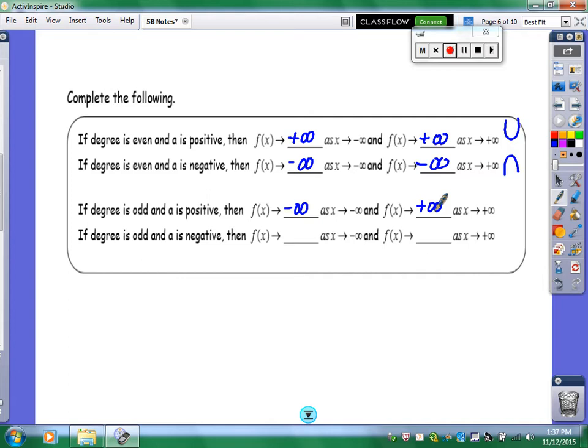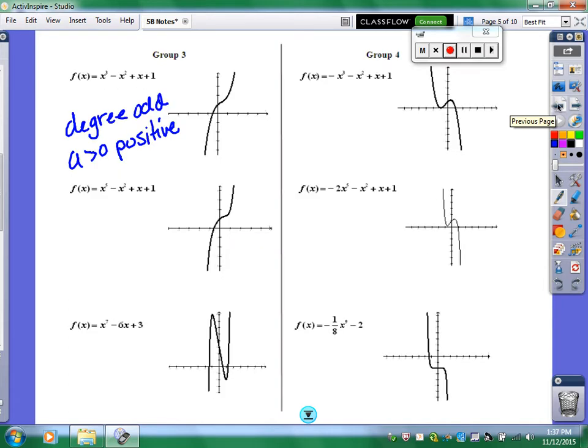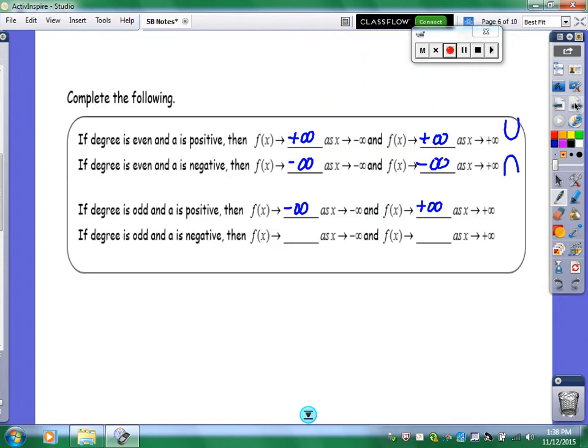That just leaves us one more. What do all of these have in common? They're all odd degrees. But this time, A is negative. A is less than 0. What's happening? Instead of the right-hand side going up, the right-hand side is going down, which makes the left-hand side go up, because odd is opposite. Let's summarize that. As x approaches negative infinity, f of x is going up, positive infinity, and as x approaches positive infinity, f of x is going down.